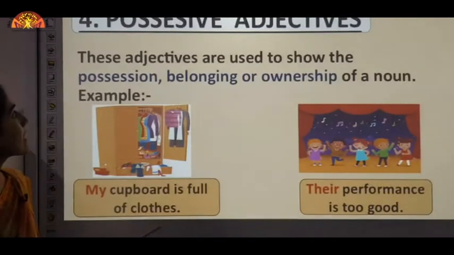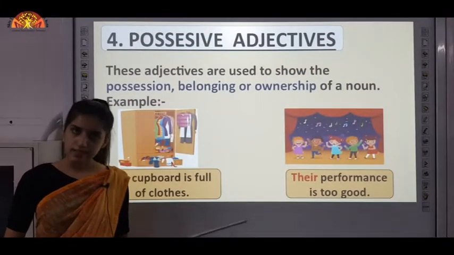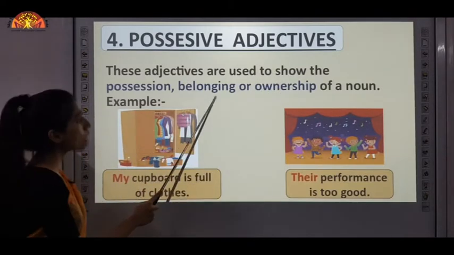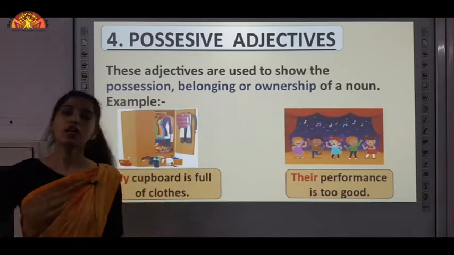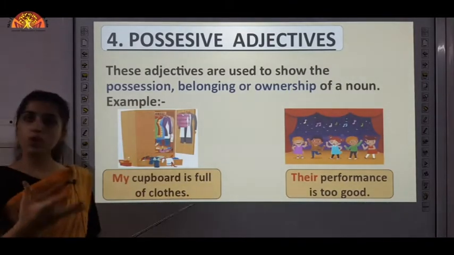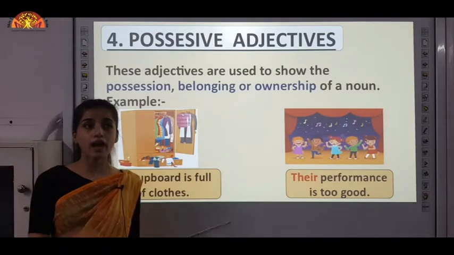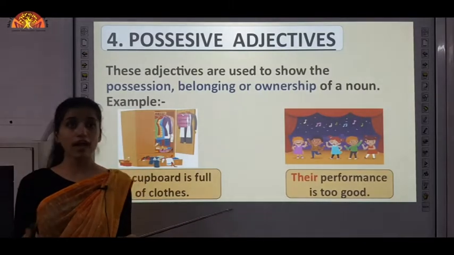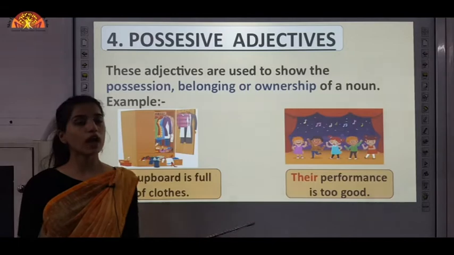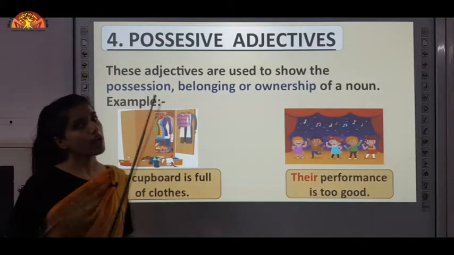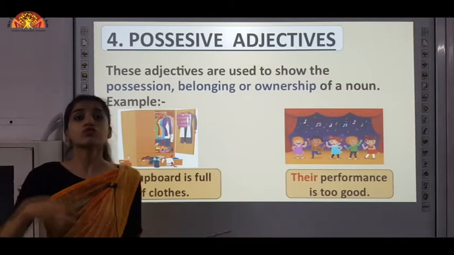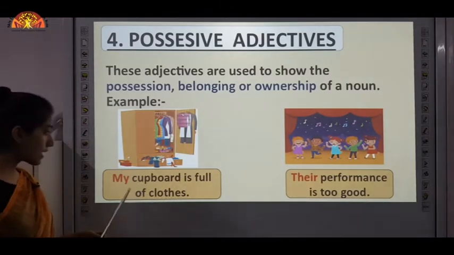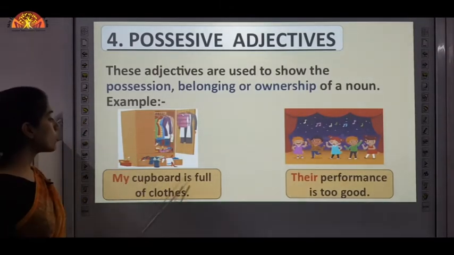Okay. Now coming to the last type of adjective, that is possessive adjectives. These adjectives are used to show the possession, belonging or ownership of a noun. Possessive adjectives tell us about belonging, that is, some noun which belongs to me. If I have to show that, then I will use a possessive adjective. If I have to tell whom a noun belongs to, then I will be using a possessive adjective over here. So now as you can see in this example, my cupboard is full of clothes.